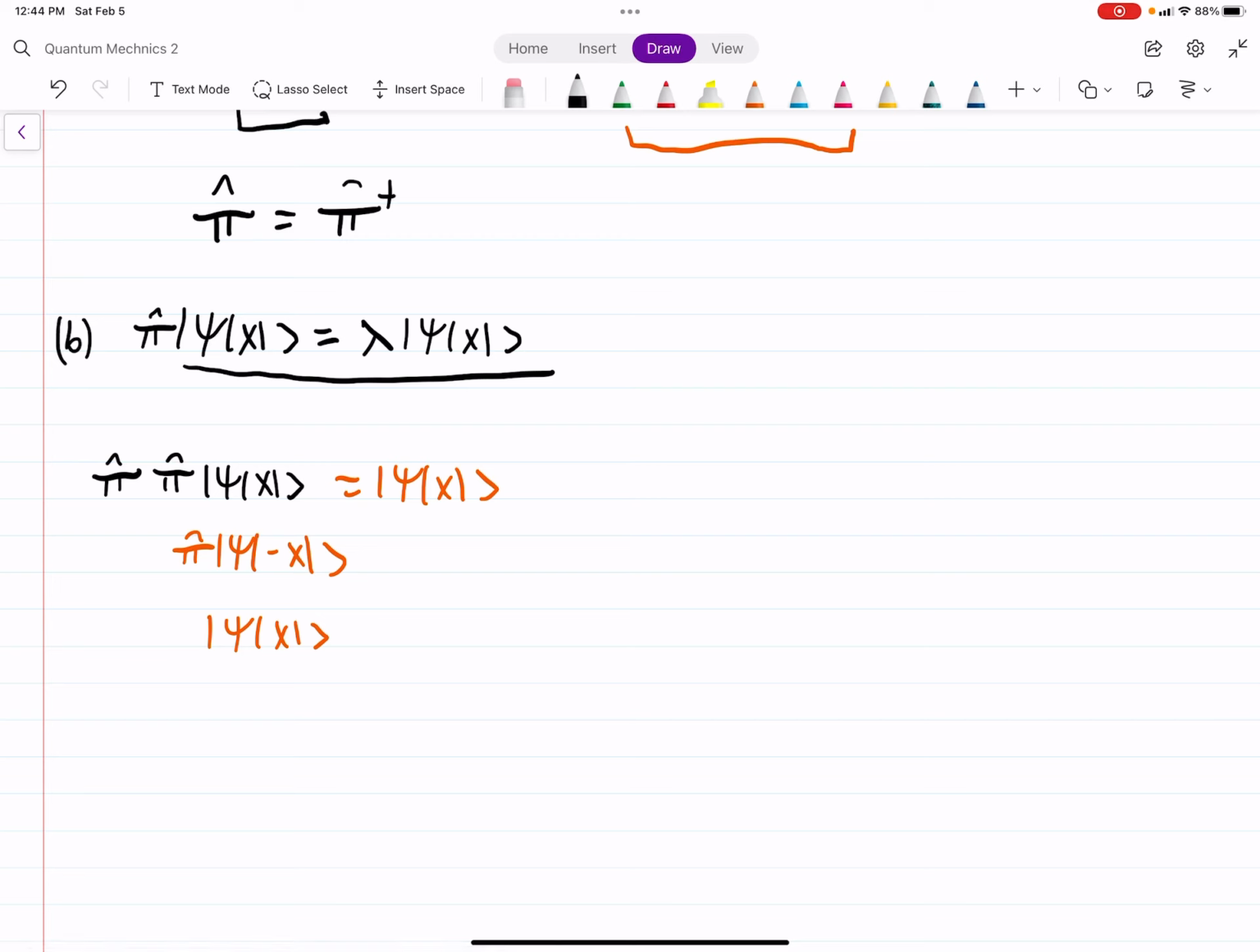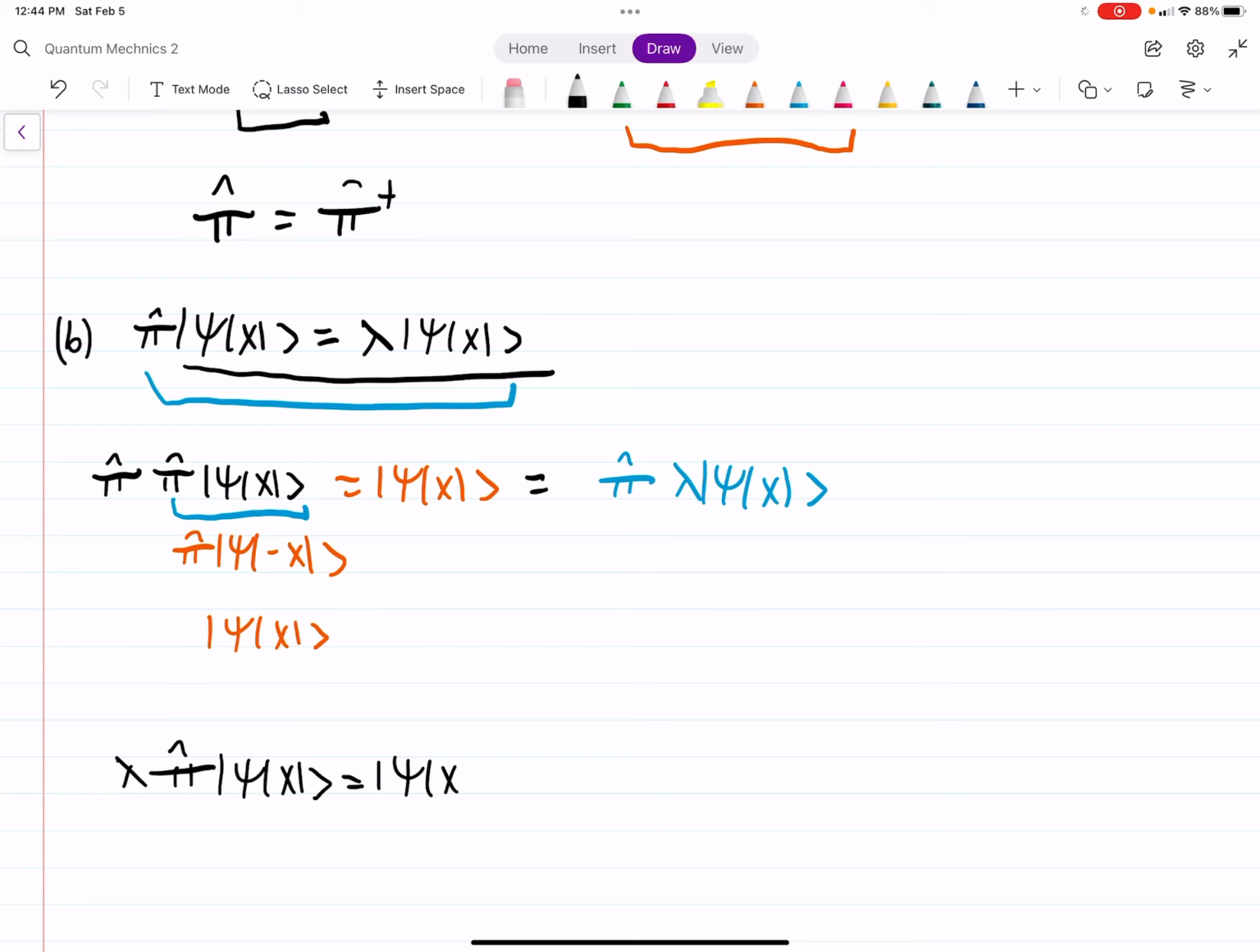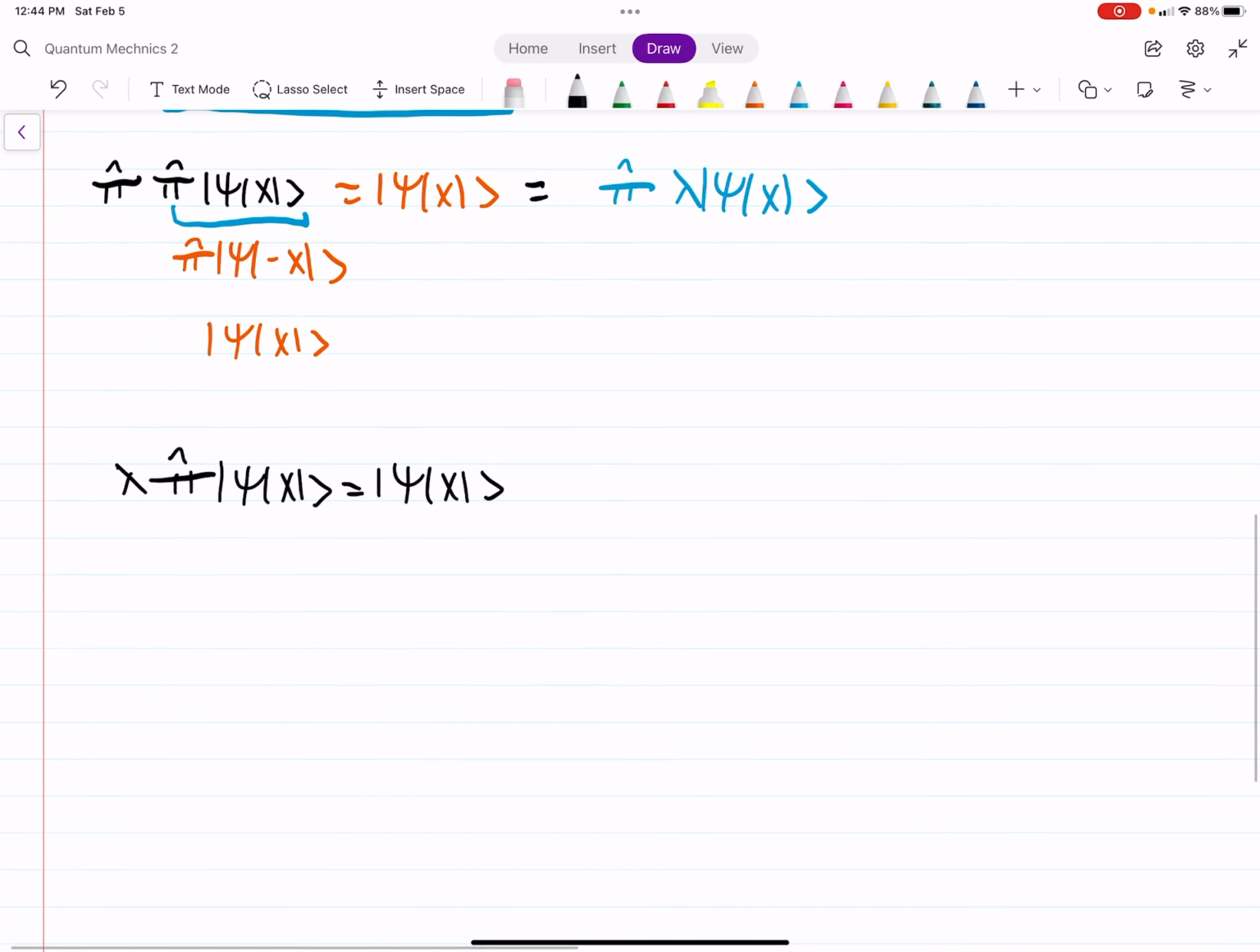Okay? But if we consider this eigendefinition, we can learn a little bit about this. So what this says, this is lambda and our state psi of x, and we still have another parity operator out here. Okay, so we have parity, lambda, that's an eigenvalue, that can just come out, is equal to just psi of x. And then we just do it again right here.